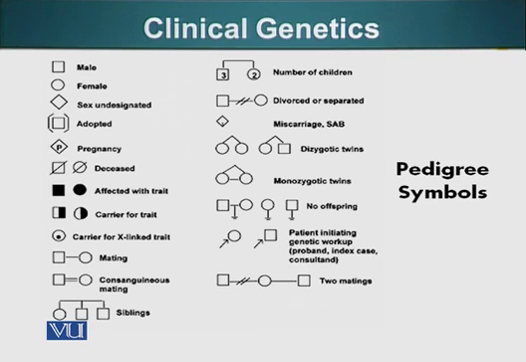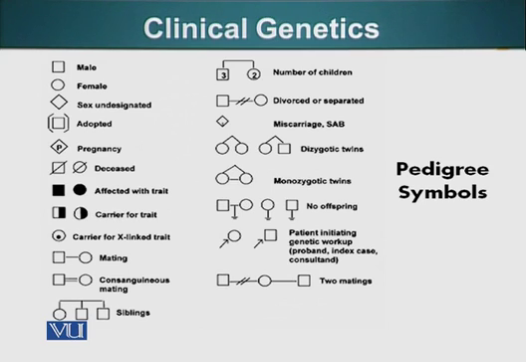Male is a square, female is a circle, undesignated sex is a diamond shape. More importantly, this is how you write siblings. And a consanguineous marriage, which is marriage between two related individuals, is shown with 2 bars, and marriage between unrelated, not closely related individuals is shown with a single bar. These are the more important ones. There are of course others displayed too.